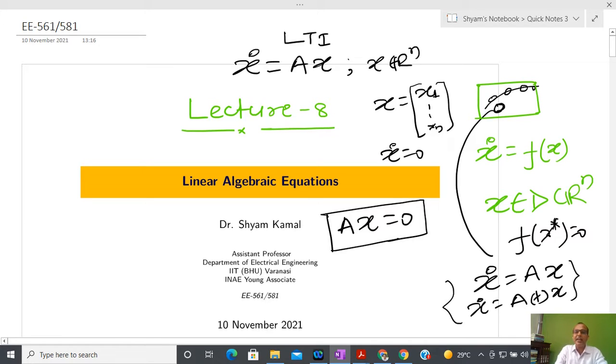Here I am assuming that A has some appropriate dimension, n cross n, and each entry of A is a real number. Similarly, if I have to talk about the equilibrium point of an LTV system, a linear time varying system, at that time I have to solve A(t)x equal to 0. In today's lecture, our focus is just on Ax equal to 0.